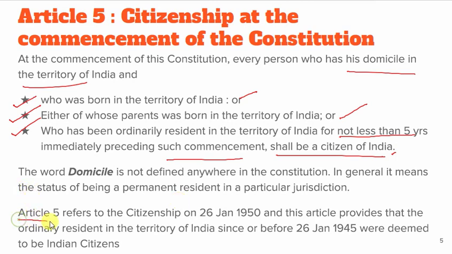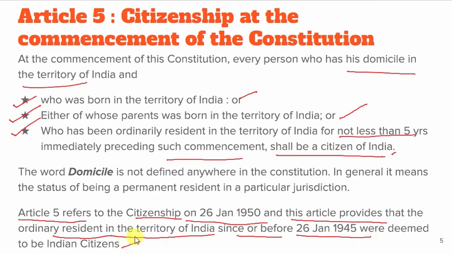Here Article 5 refers to the citizenship on 26 Jan 1950, and this article provides that ordinary residents in the territory of India since or before 26 Jan 1945 were deemed to be Indian citizens. Deemed to be Indian citizens, as you can see here. What exactly is that? The residents who were living in the territory of India, even before 26 Jan 1945, or who wanted to live in India, were automatically considered to be Indian citizens. Deemed is nothing but considered in a specified way. So that's how they are considered Indian citizens under Article 5.